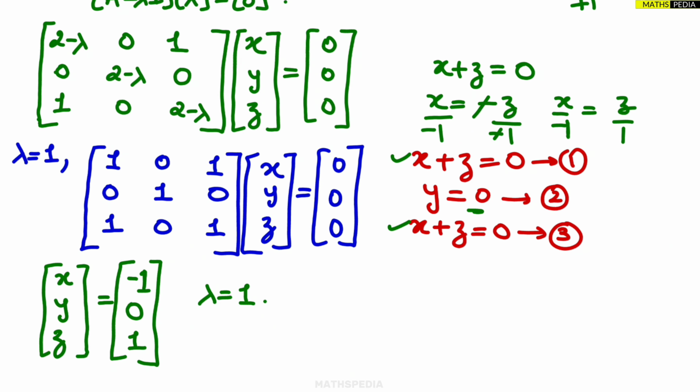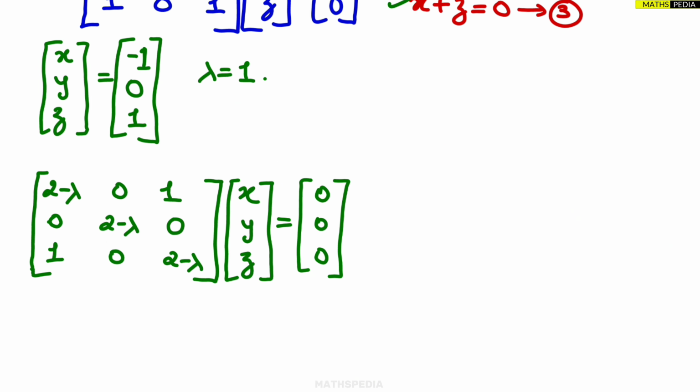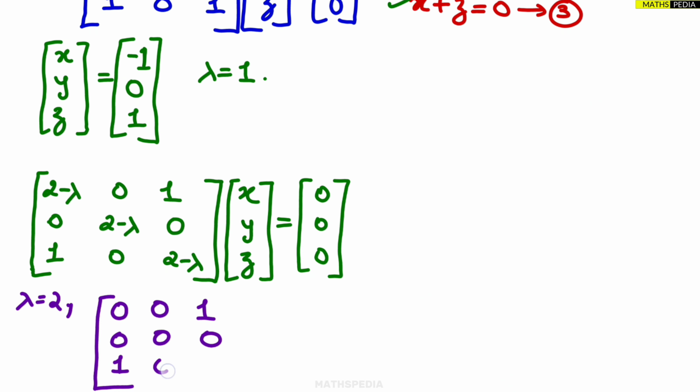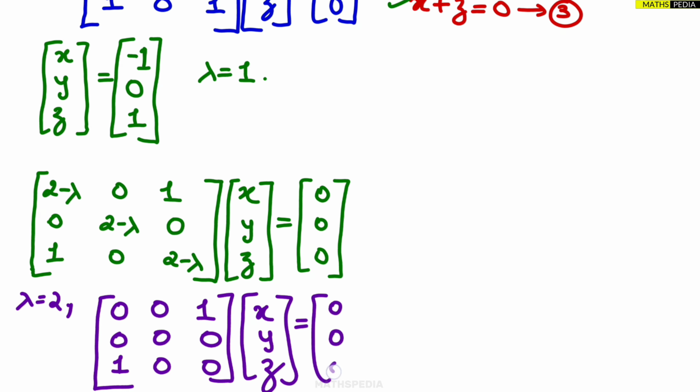Let us go for the next lambda value, which is 2. So here I am going to take lambda value as 2. So lambda value 2. So what happens? 2 minus 2 is 0, 0, 1, 0, again 0, 0, 1, 0, 0. X, Y, Z equal to 0, 0, 0. From this also 3 equations will be formed as we have studied. First row into this column equal to this element. So it is 0x, 0y and z. So z is equal to 0.